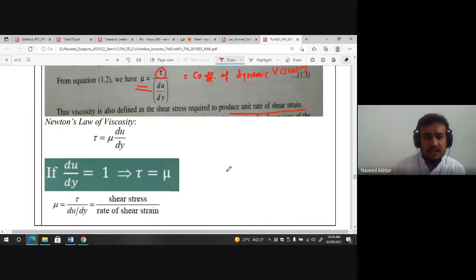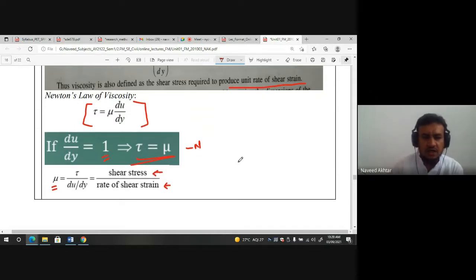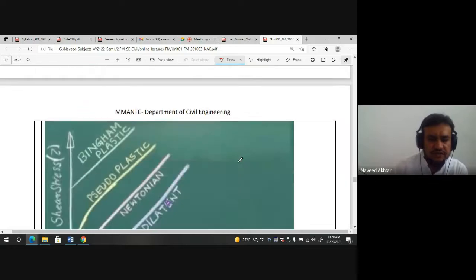Okay, so Newton's law of viscosity is nothing but tau is equal to mu times du by dy. If du by dy is unity, then tau is equal to mu. If that type of fluid is there, then that fluid is called Newtonian fluid. So mu, as we have already seen, is tau upon du by dy, that is shear stress divided by rate of shear strain. That is nothing but the ratio of the shear stress to the rate of shear strain.